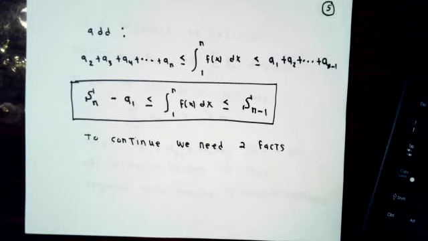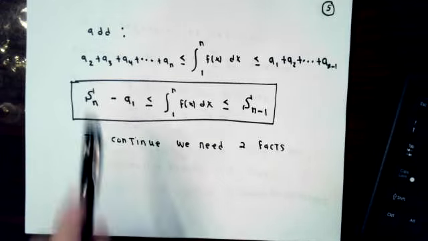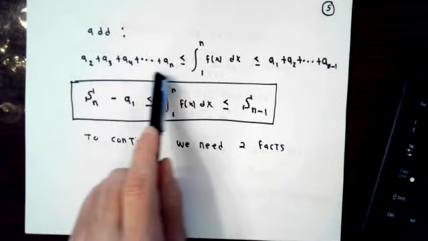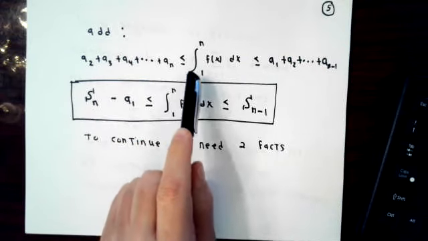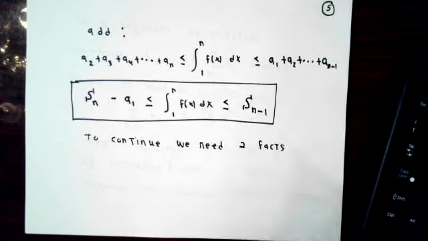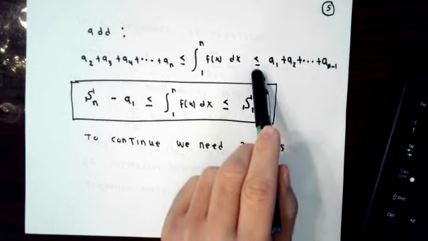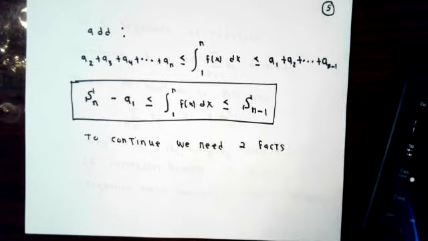So doing what we just said we were going to do, a2 plus a3 all the way out to an is no bigger than the sum of all of those integrals, which is the area from 1 to n, which is the integral from 1 to n of f of x dx, and that can't be any bigger than a1 plus a2 out to a number n minus 1.